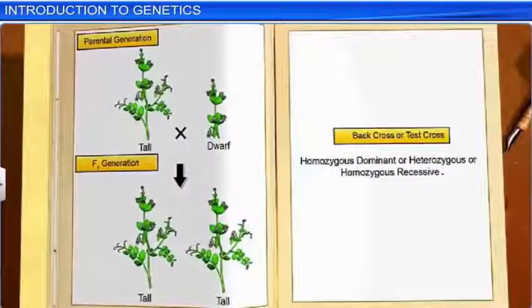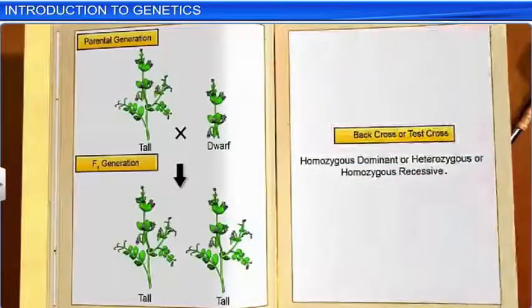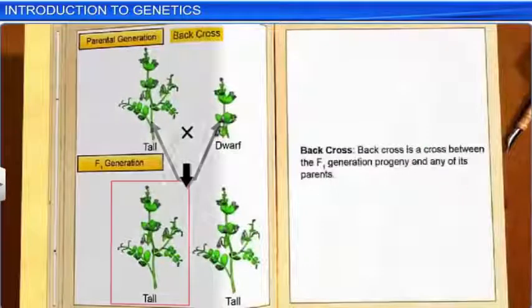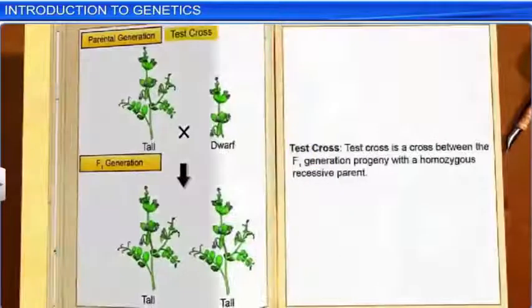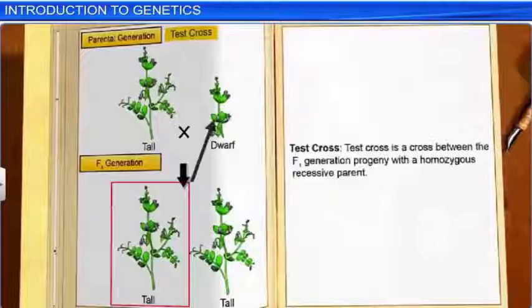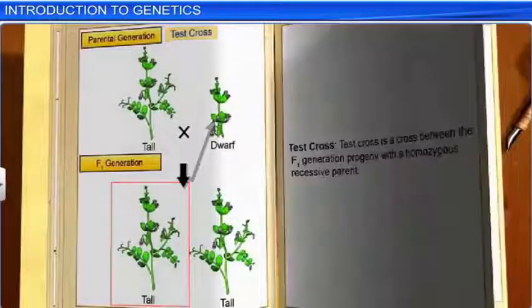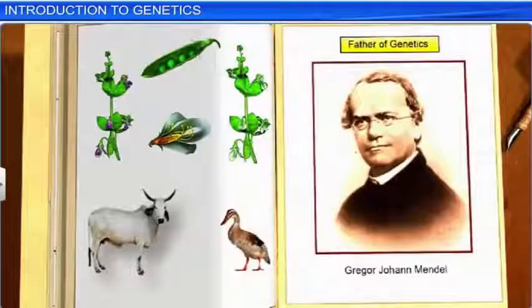To determine if an individual is homozygous dominant, heterozygous, or homozygous recessive, a back cross or a test cross is carried out. A back cross is a cross between the F1 generation progeny and any of its parents, while a test cross is a part of a back cross between F1 individuals with a homozygous recessive parent, and it is performed to determine the unknown genotype. Thus, genetics explains how traits are passed on from parents to their young ones, and the principles governing genetics were discovered by Gregor Johann Mendel.